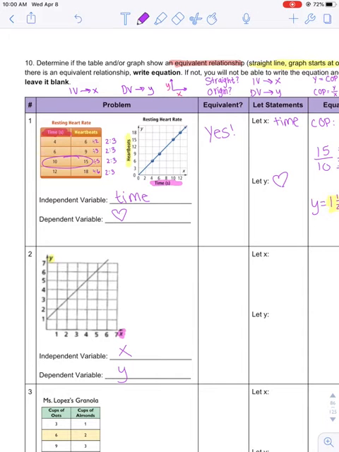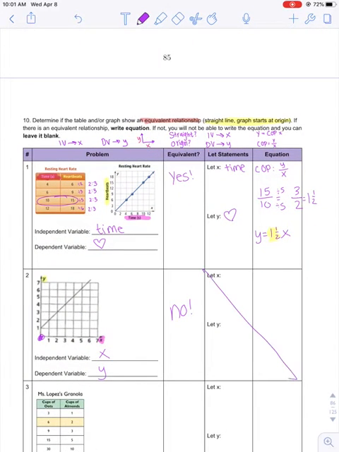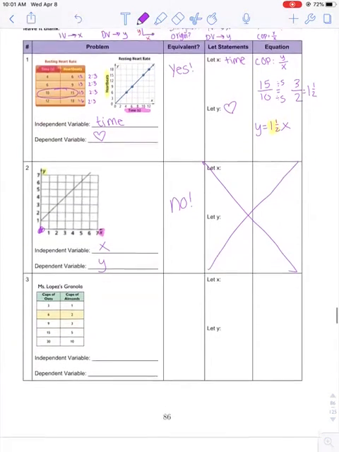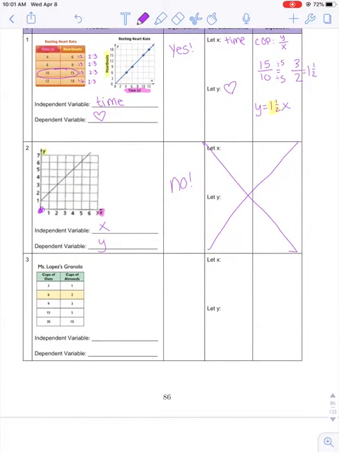Now, are they equivalent? Is it a straight line? Yes, it is a straight line. Does it start at the origin? No. So since it doesn't start at the origin, the answer is no. It has to start right here. This one doesn't. That means I don't have to do anything else on this problem. I'm done. All right, try number 3. Pause the video, unpause when you're ready to go over it.